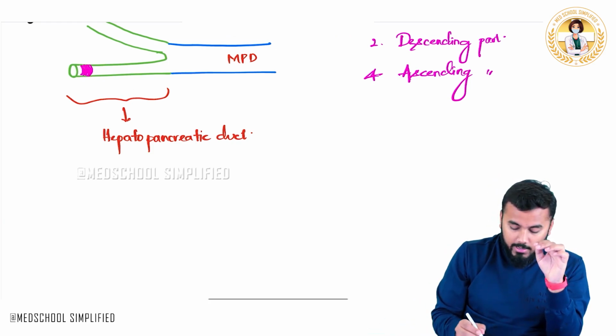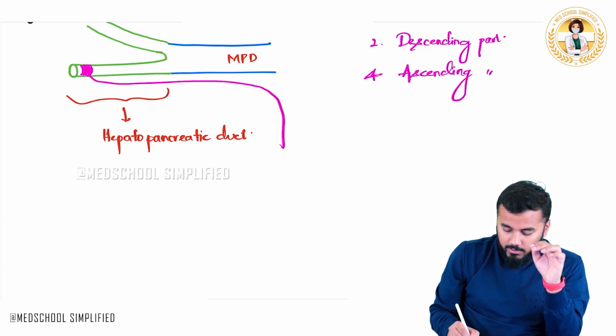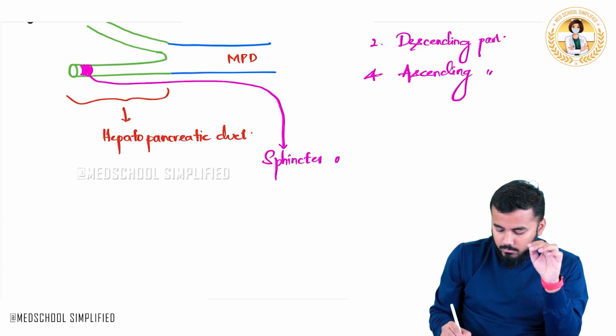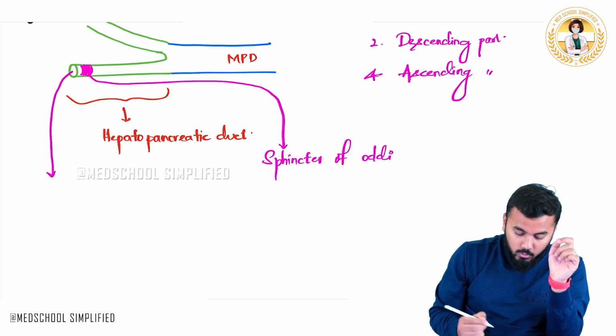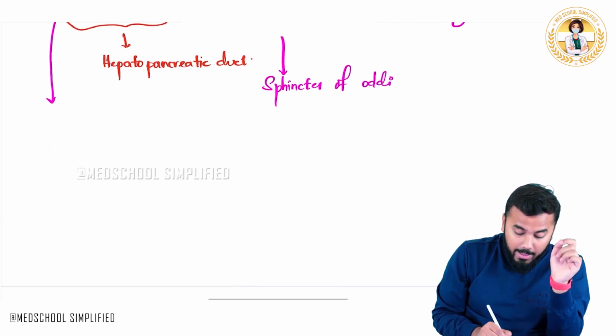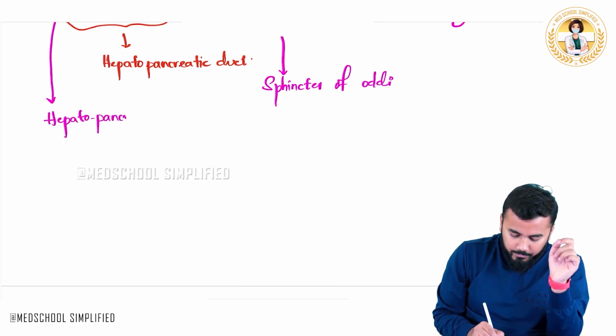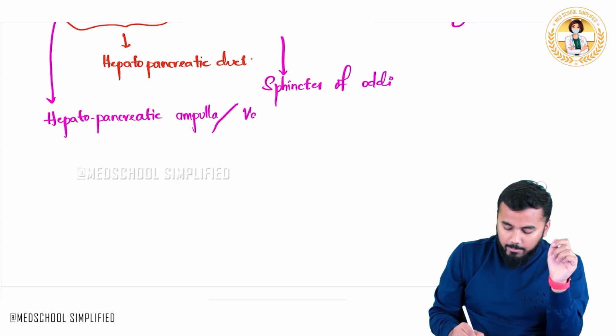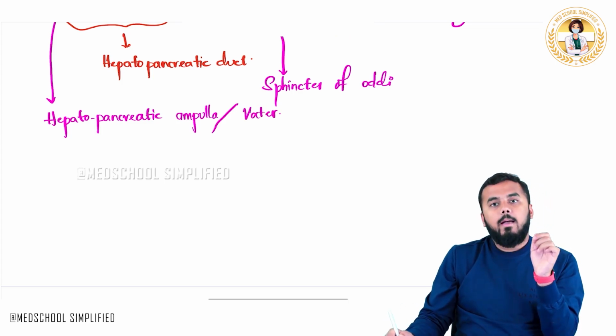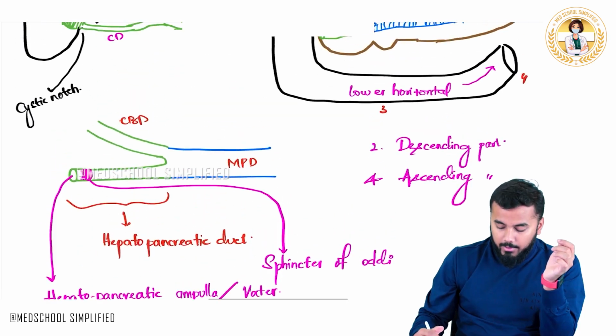This is called the sphincter of Oddi. And this opening, whatever is there here, this opening is called the hepatopancreatic ampulla, or you simply call it the ampulla of Vater. Okay, ampulla of Vater or hepatopancreatic ampulla.